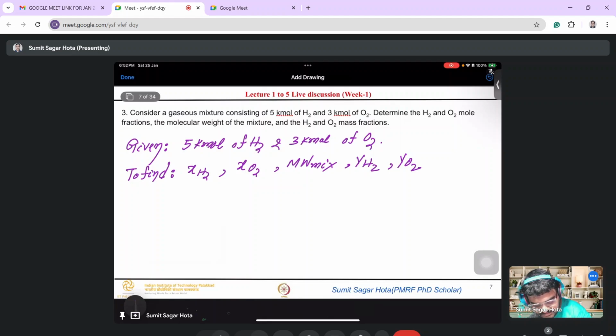Determine the H2 and O2 mole fraction, that is chi of H2 and O2, then the molecular weight of the mixture, then Y of H2 and Y of O2. So how can we calculate? Since the moles are given in the question, the first choice to calculate is the mole fraction.